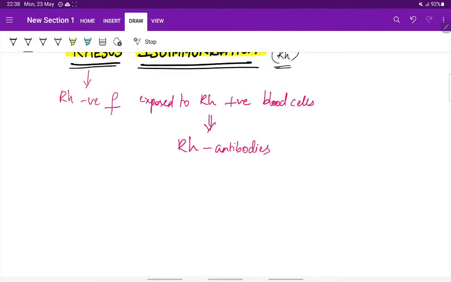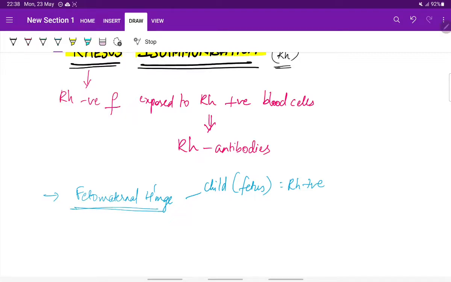Most commonly, this occurs due to fetal-maternal hemorrhage, when the child, that is the fetus, is Rh positive and the mother is Rh negative. So, the Rh negative mother, when she is exposed to the fetal red cells of an Rh positive fetus, develops Rh isoimmunization, and this occurs more commonly due to fetal-maternal hemorrhage.